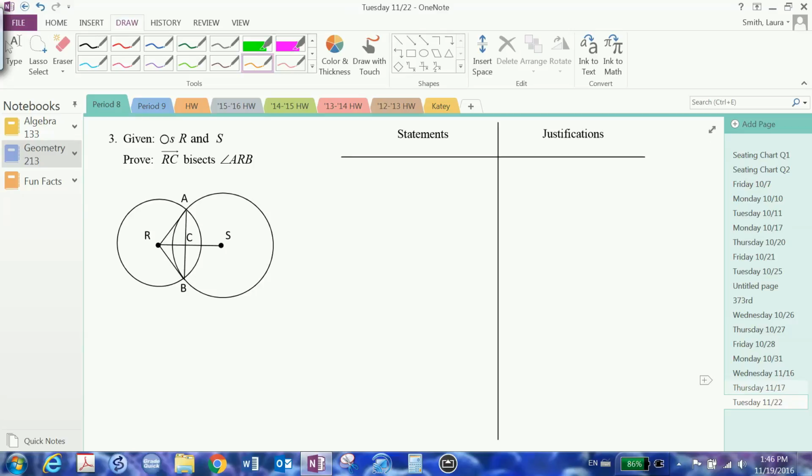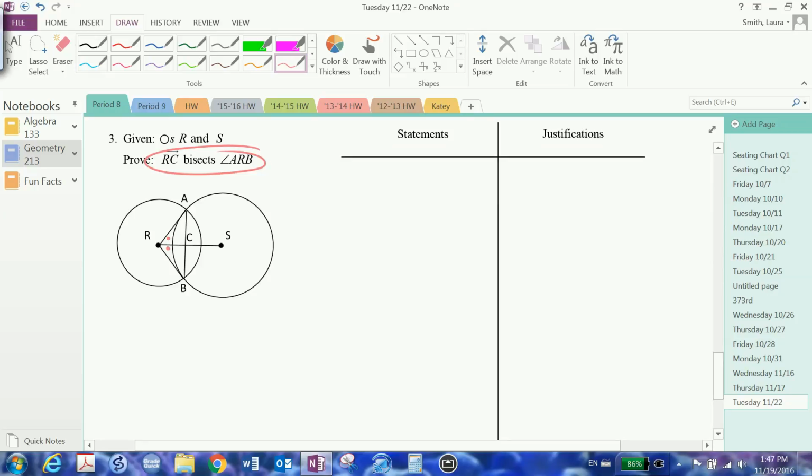All right, we have two circles. We have circle R, we have circle S. And we want to prove that ray RC bisects angle ARB. Okay, well, if we work backwards just a little bit from this, what we're trying to prove, RC bisects ARB, well then that would mean that this angle was congruent to this angle. So I need to prove that those two angles are congruent in order to say that RC bisects angle ARB. So let's see, how could I prove those two angles are congruent?